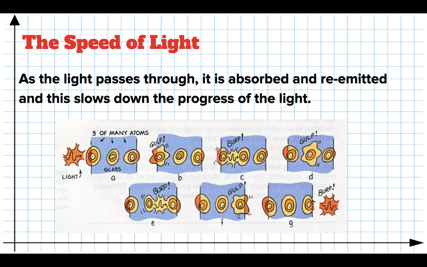But this process of going through the glass actually slows light down. It doesn't travel as fast while it's hopping from one atom to the next. So even though light can pass through some materials, it always slows down. It never speeds up. It always slows down when it passes through optically transparent materials.